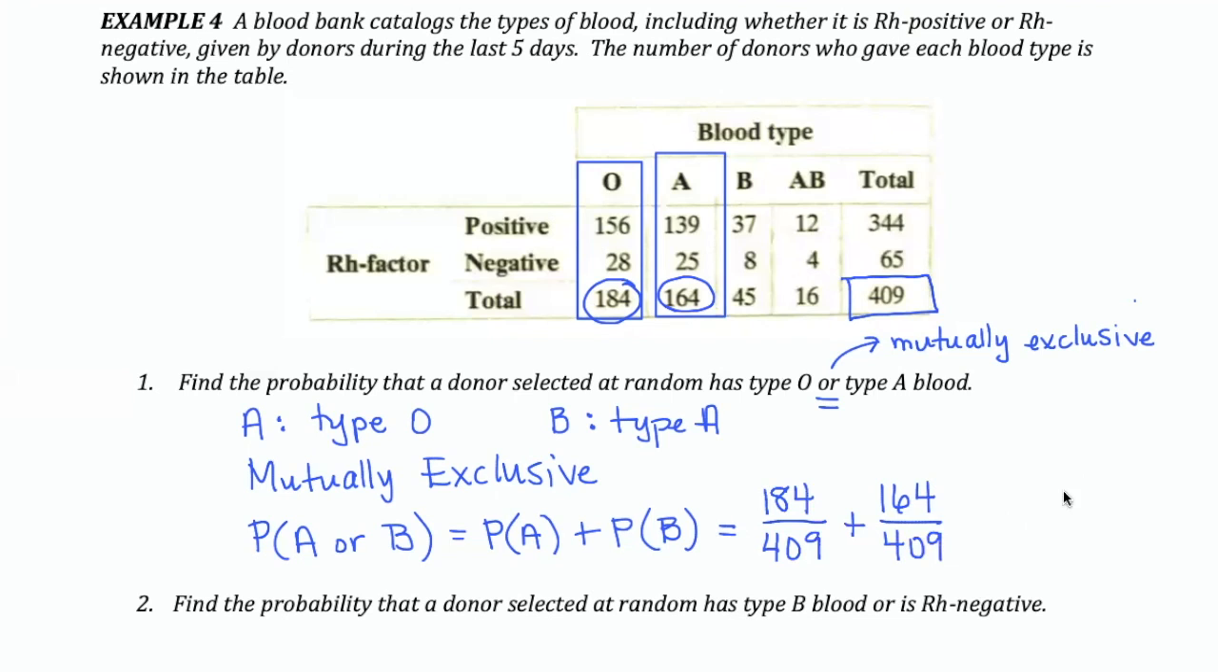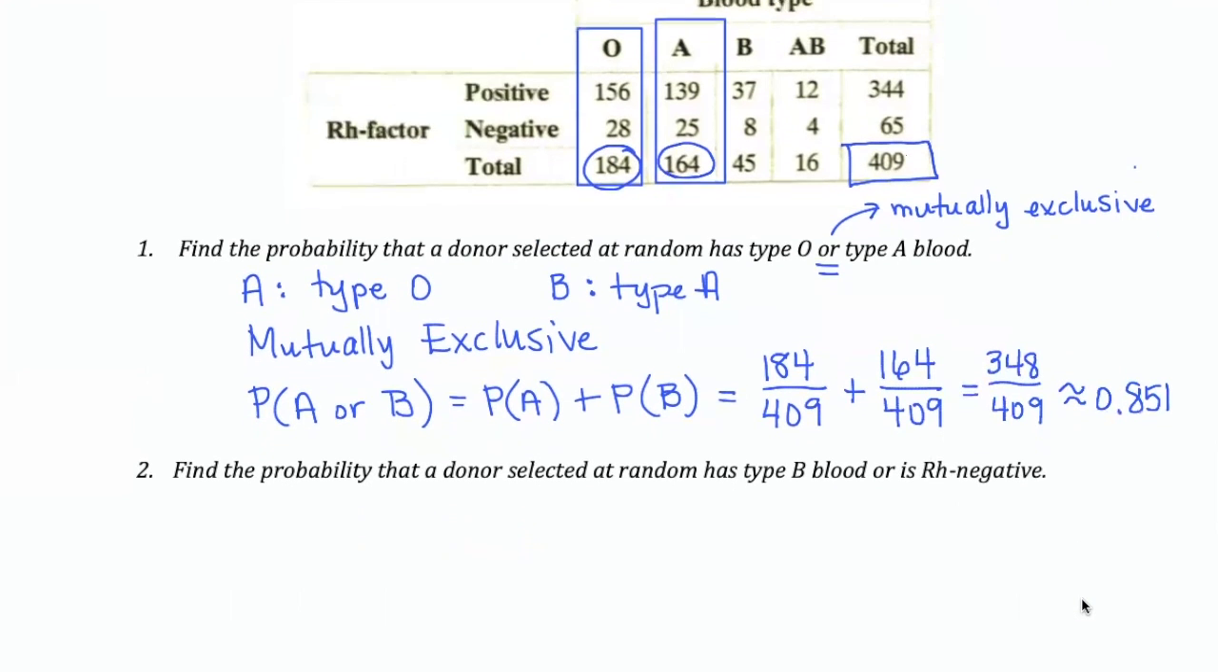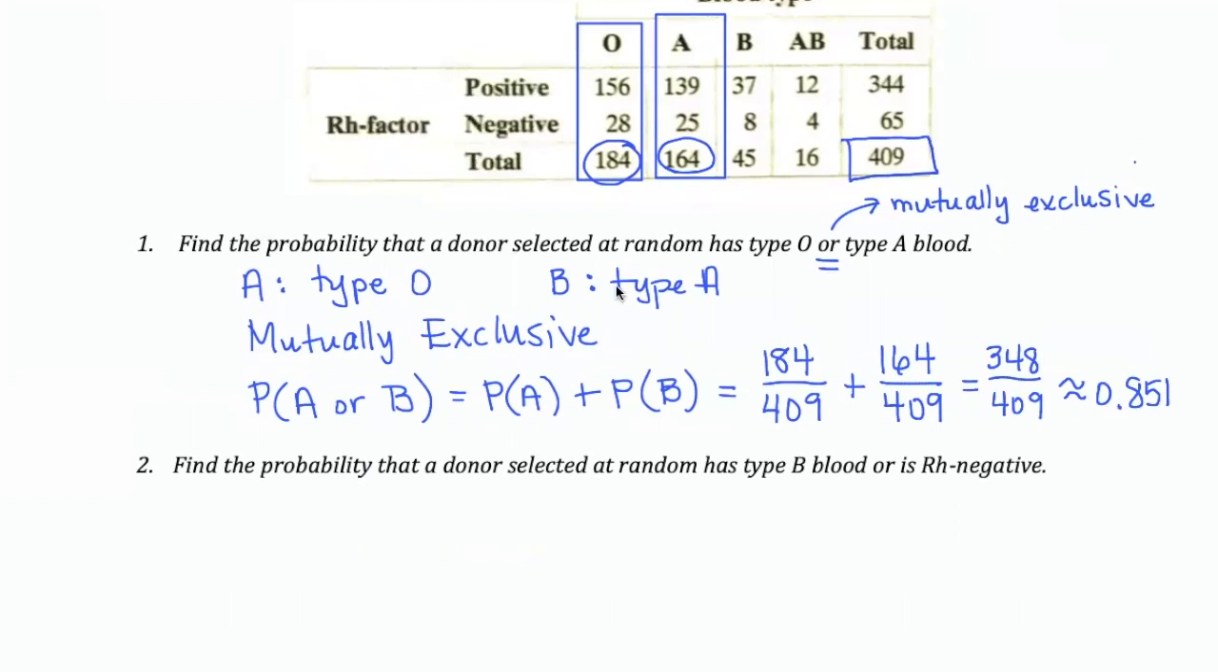And again, there's no need to do any subtraction here because there were no people who would have been counted as both. So I'm going to go ahead and add my numerators. 184 plus 164 is going to give me a total of 348 out of 409. And that will be equivalent to the decimal 0.851.